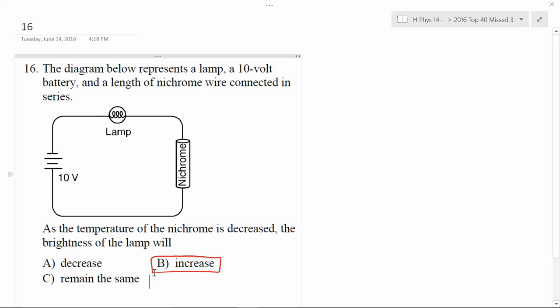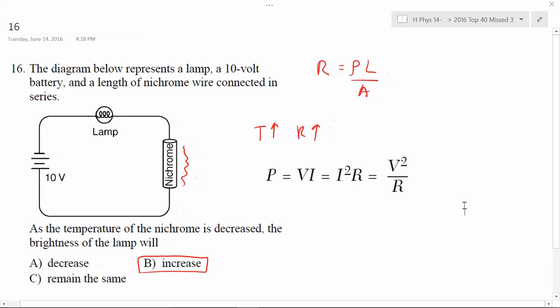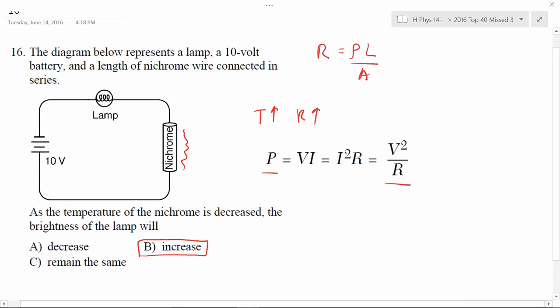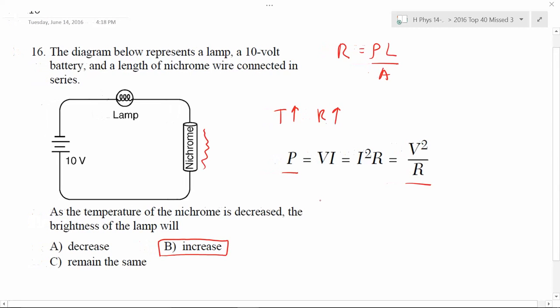B. Think of this just as a resistor. Resistance is equal to rho L over A, which actually has nothing to do with this question. This is about temperature. So qualitatively, you need to know that as the temperature goes up, the resistance goes up. Easiest way to think about this is P equals V squared over R. We're not changing the voltage of the battery. That's still 10 volts, but we are changing the resistance. So P is proportional to 1 over R. As R gets bigger, P gets smaller, because the bottom of the fraction getting bigger makes it smaller.